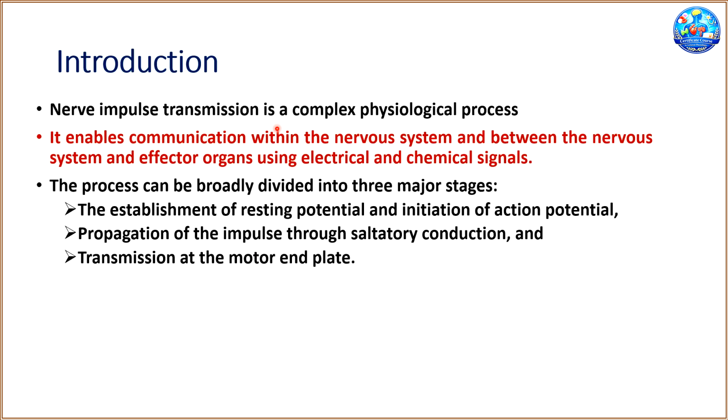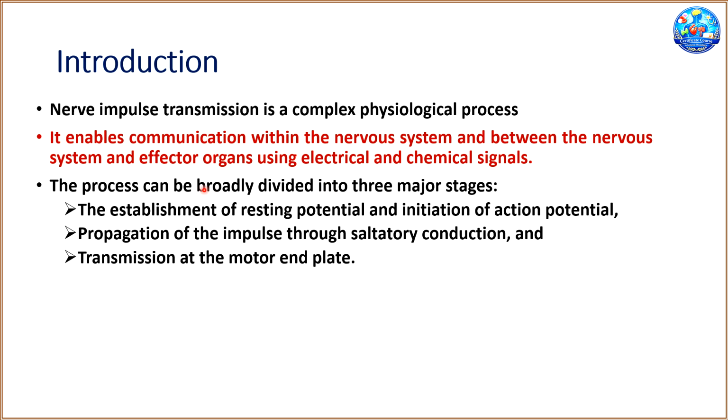We are aware that nerve impulse transmission is a complex physiological process that enables communication within the nervous system and also between the nervous system and the effector organs. It involves both electrical and chemical events that ensure a rapid and precise response to stimulus.